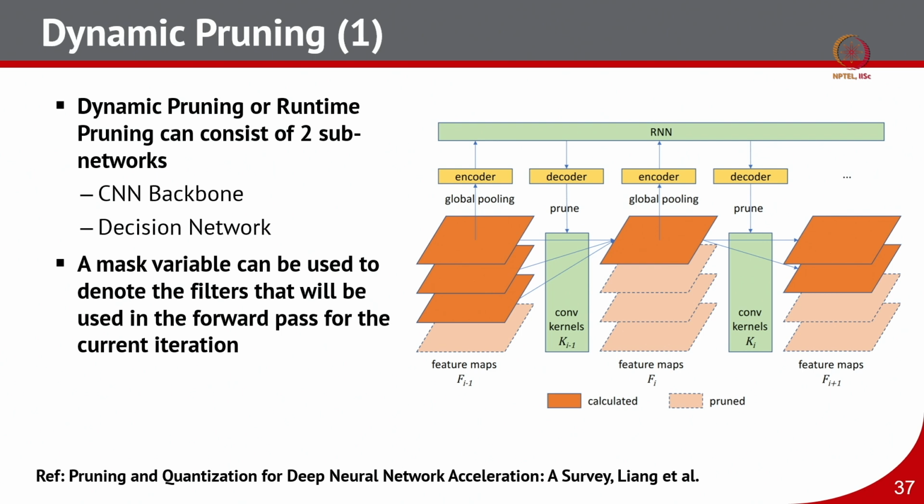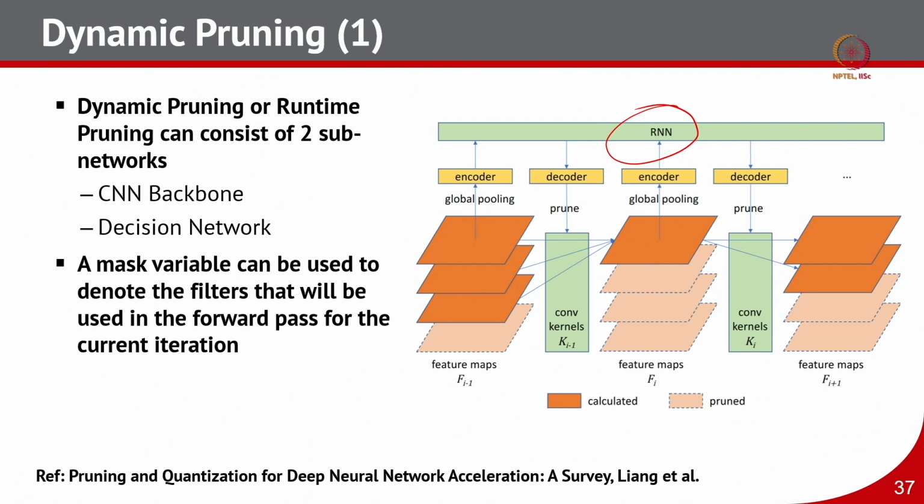Now, of course, the biggest question is how to determine which part of the network will not be required for the image. In this particular example, the dynamic pruning, or runtime pruning, consists of two sub networks. One is the CNN backbone, the regular convolutional neural network, and then there is a decision network. In this particular case, the decision network is nothing but a recurrent neural network. There is a mask variable which can be used to denote the filters that will be used in the forward pass for the current iteration.